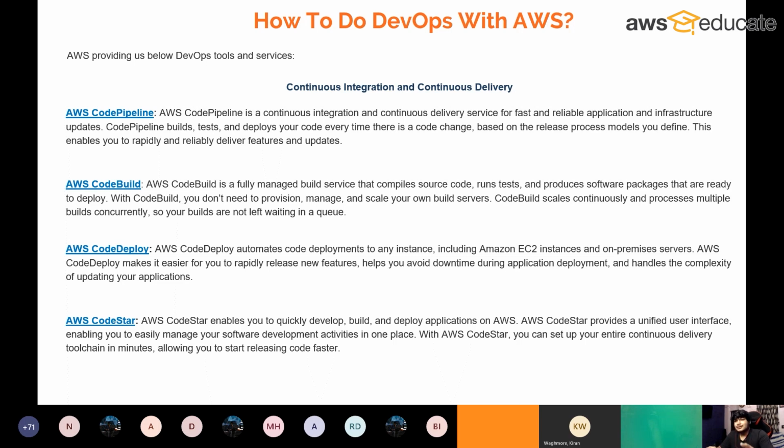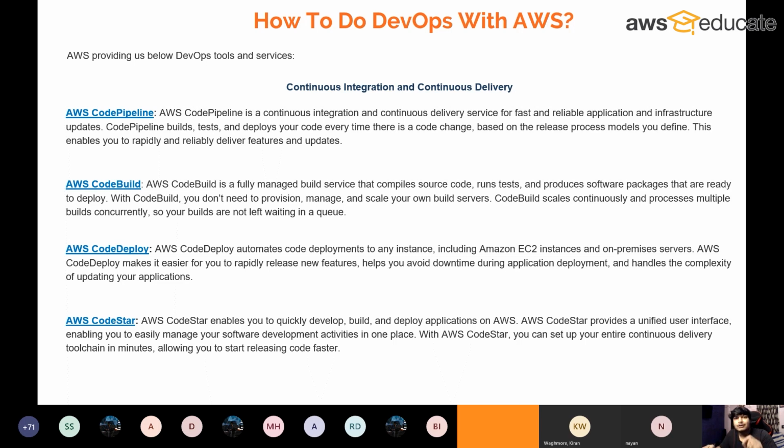CodePipeline builds, tests, and deploys your code every time there is a code change, based on the release process models you define. This enables you to rapidly and reliably deliver features and updates. Now, I'm using CodePipeline on a daily basis.